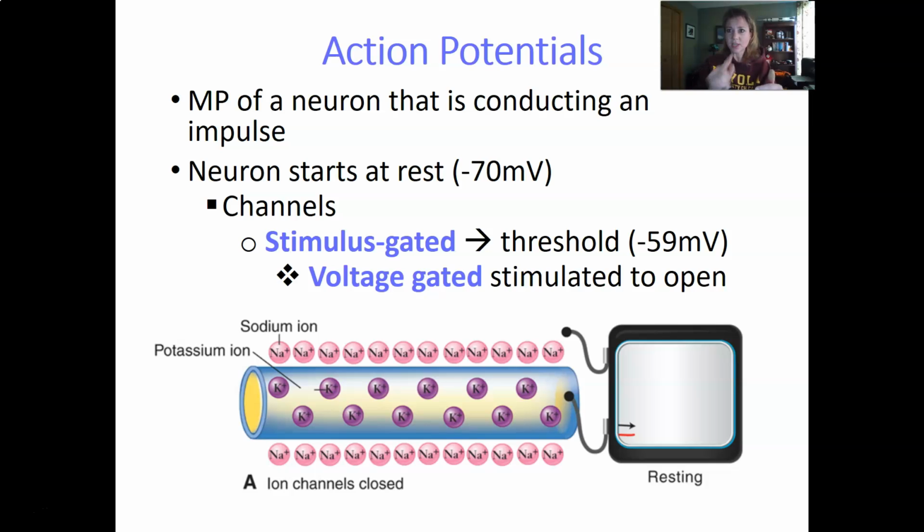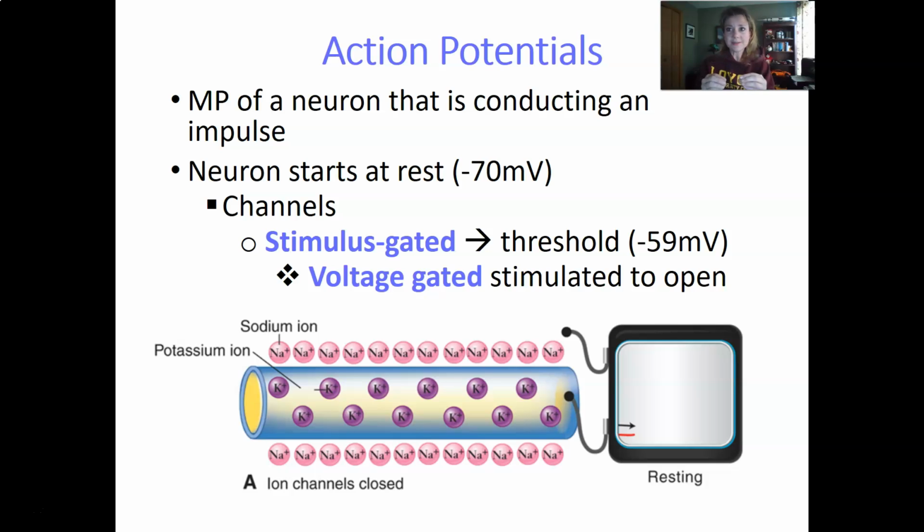Some of them are voltage gated, which I'll get to in just a second. But here's the thing. Enough of these stimulus gated channels have to open, and enough sodium has to flow into the cell to raise that resting membrane potential from -70 to about -59. Now, there are some sources that say that's -55. I've seen -60. So it's got to be right in that area, but threshold has to be reached.